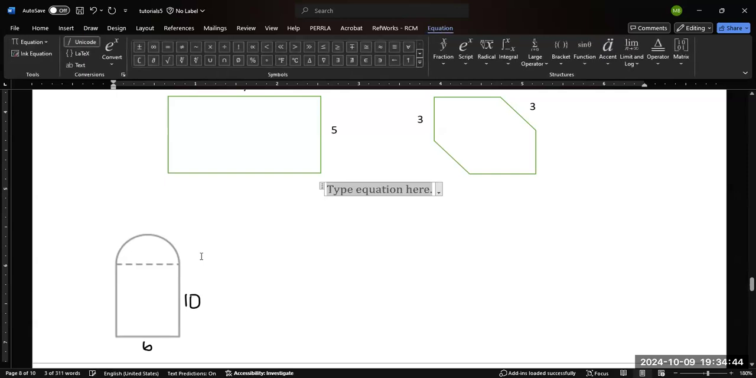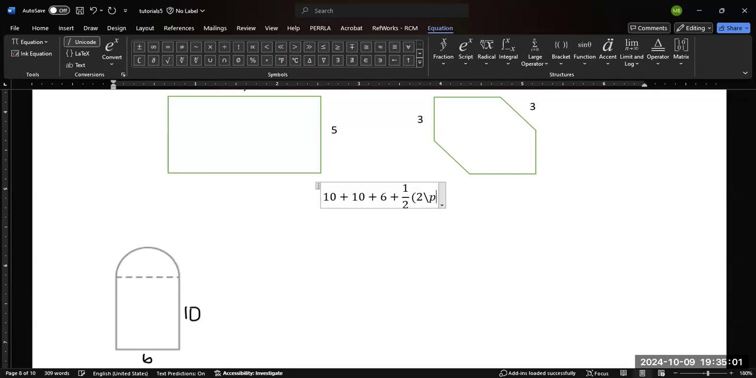So if I put that perimeter together, the bottom 3 sides are going to be 10 plus 10 plus 6. And then the top half of this half circle is going to be 1/2 the circumference of 2 pi times the radius. But again, this is the diameter, so the radius is half of that, so times 3. And so what I'm going to end up with is 26 plus, the 2's are going to cancel, 3 pi.